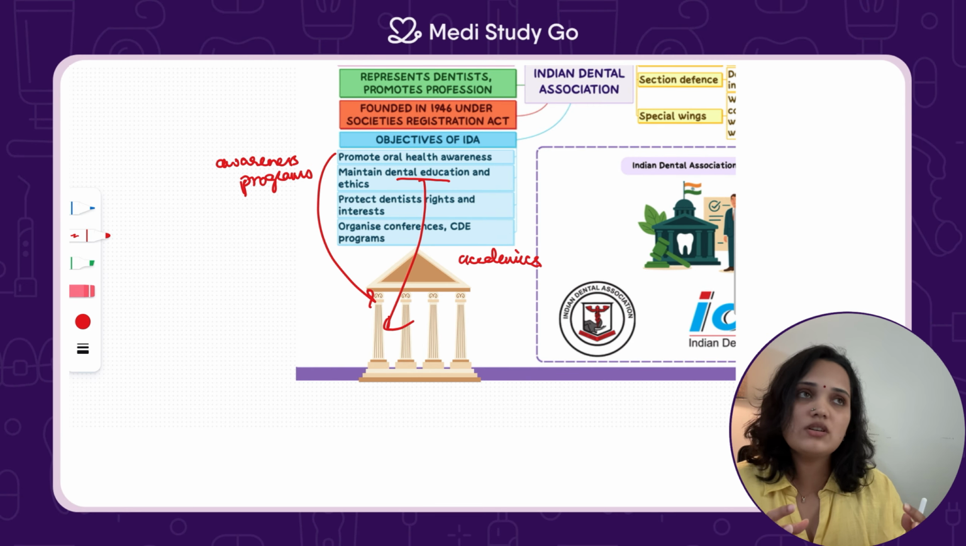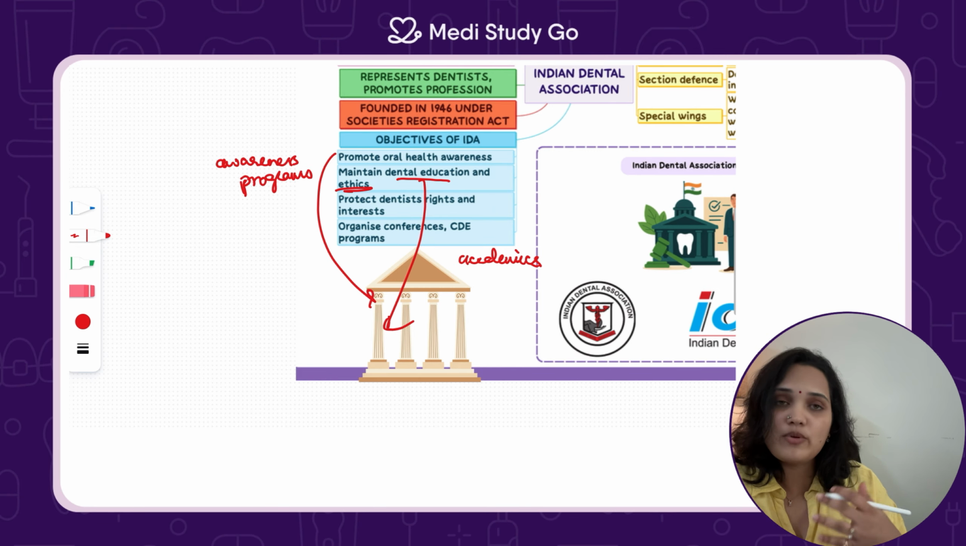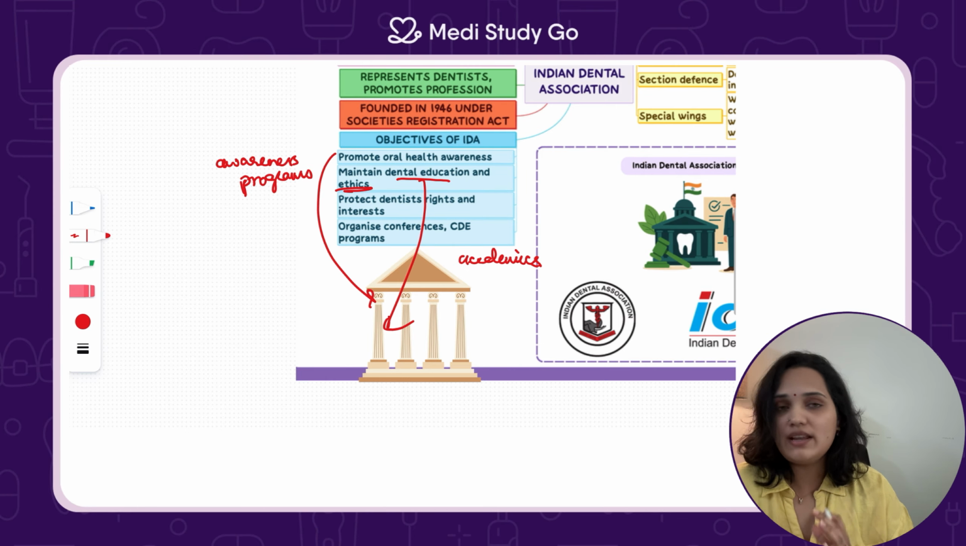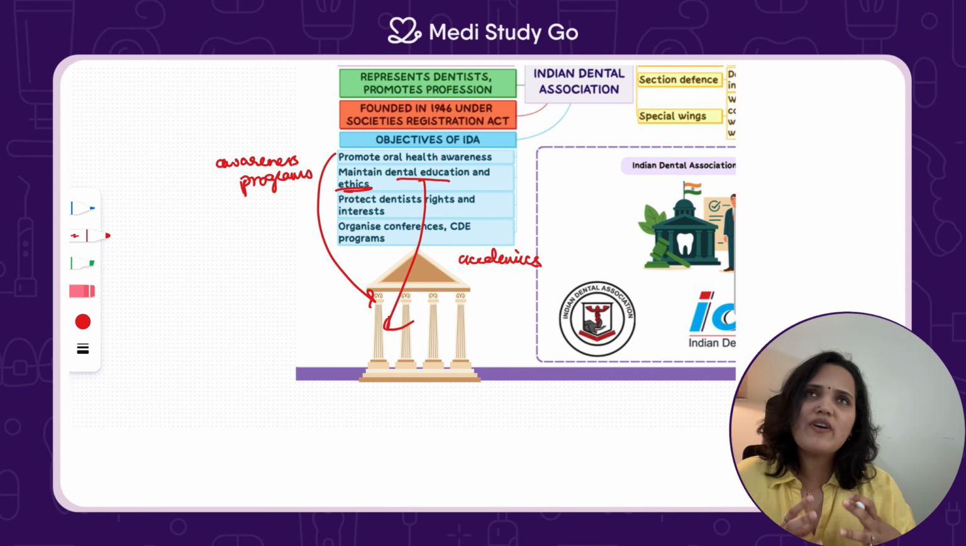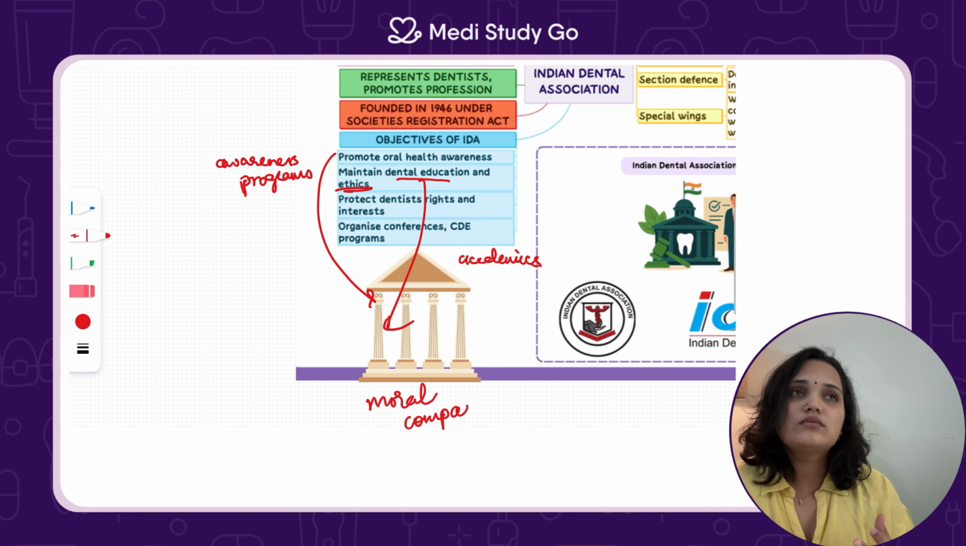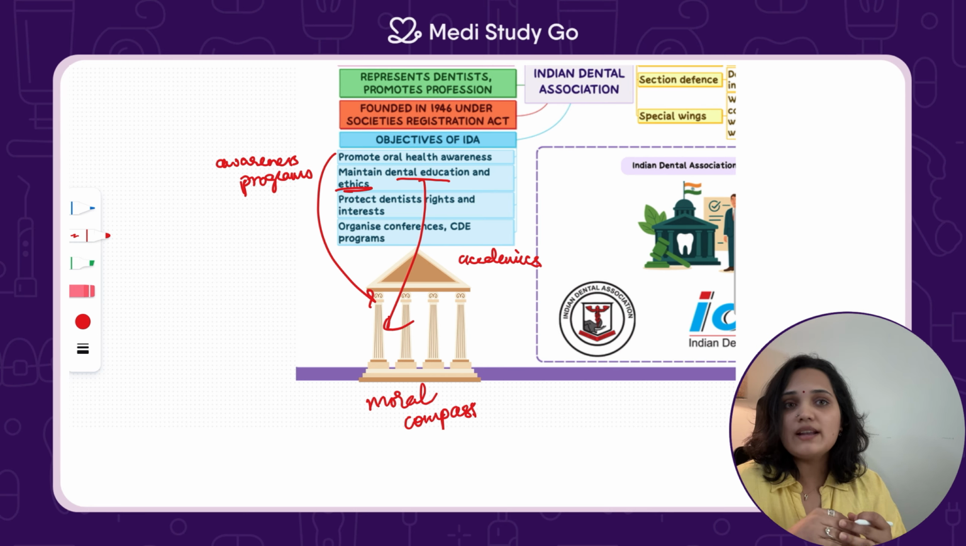This keeps the profession scientifically alive. The next pillar is maintenance of ethics and professional dignity. This is one of the most tested concepts, even in the exam. The IDA does not punish any dentist. It holds no authority to do so, but it guides us dentists. Think of IDA as a moral compass. They promote ethical practice, they promote professional honor, and they remind dentists basically of all their responsibilities.